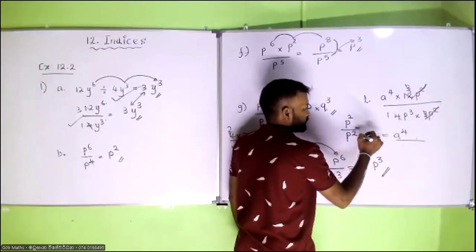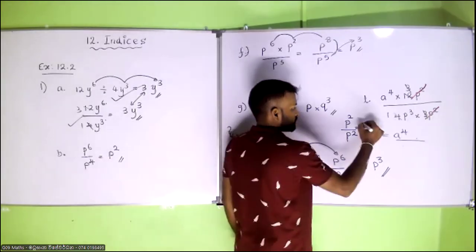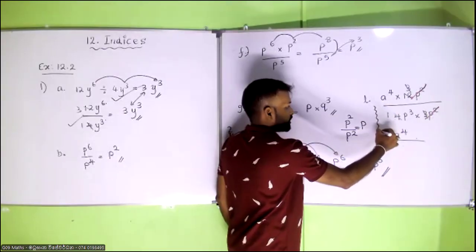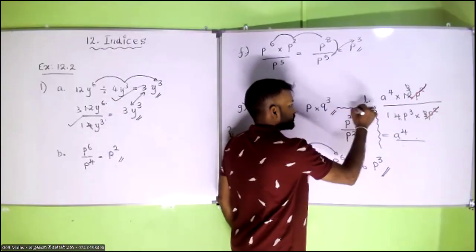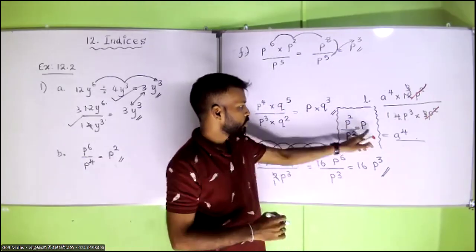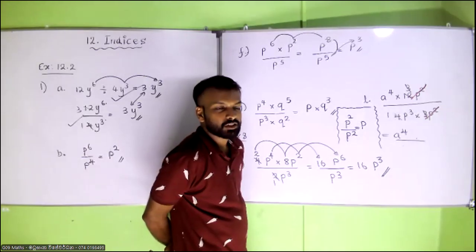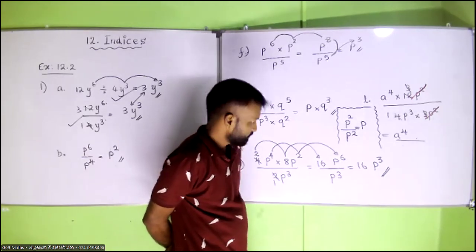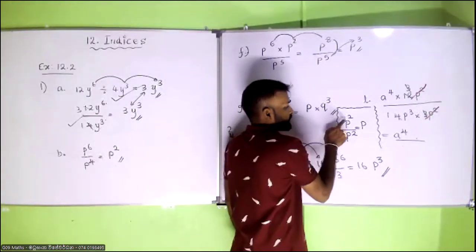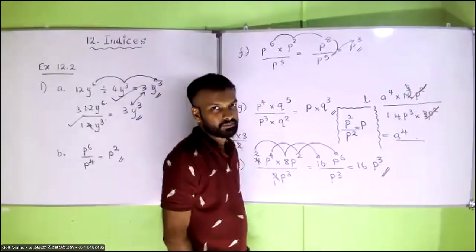Can anyone tell me the answer for this? P to the power 2 divided by P to the power 2. What is the answer? P to the power? Law of zero. P to the power 0. Yes. What is that? 1. Final answer? Yes. Super.